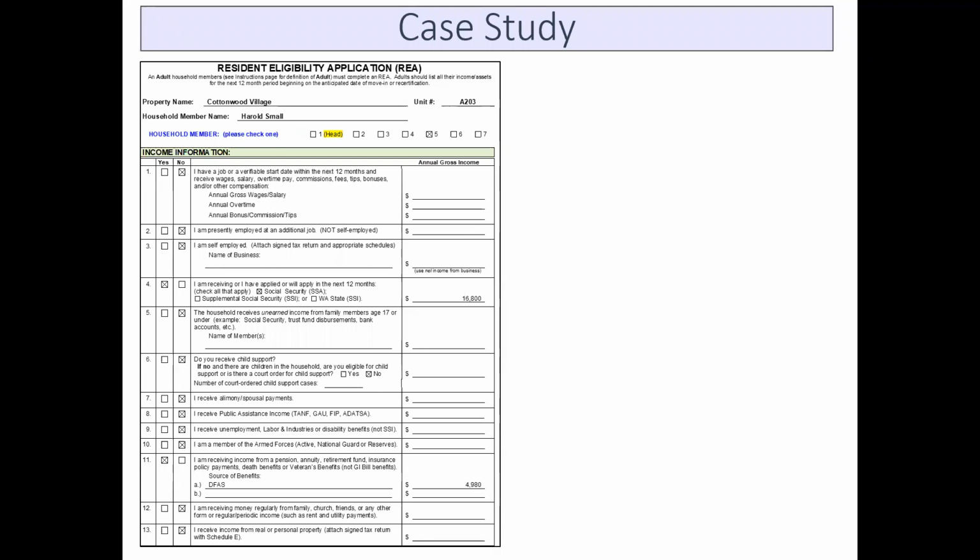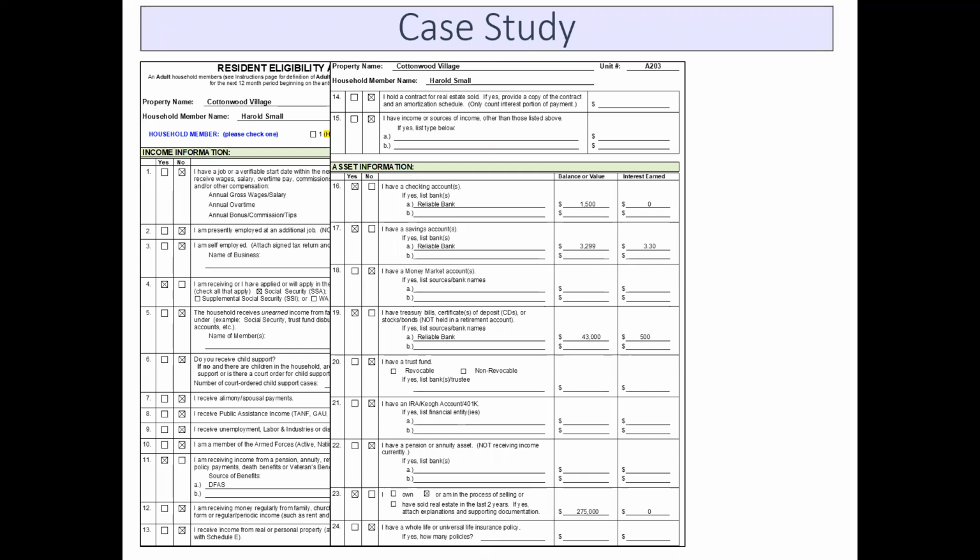Moving on to Harold, if you remember from the first page of the REA, Harold indicated that he had Social Security and a pension. And as he went through his REA on question number 4, he disclosed the Social Security. And on question number 11, he disclosed his pension, and he's put down the source as DFAS, which is a very familiar federal retirement source. So we know that we need to verify those two things.